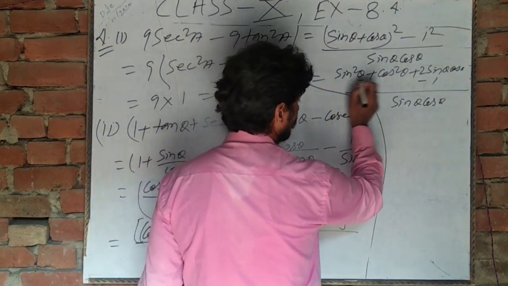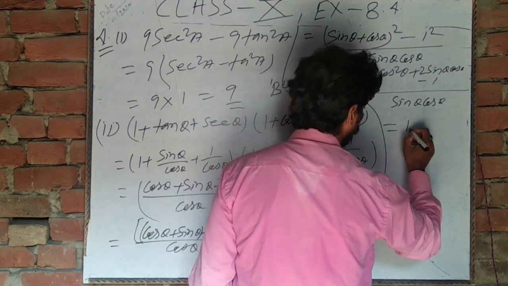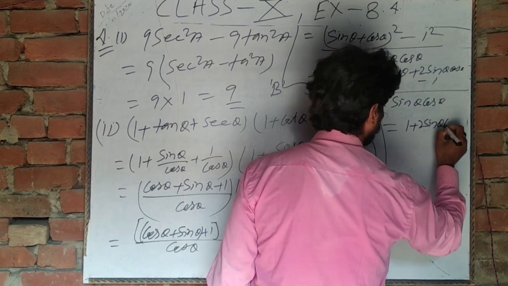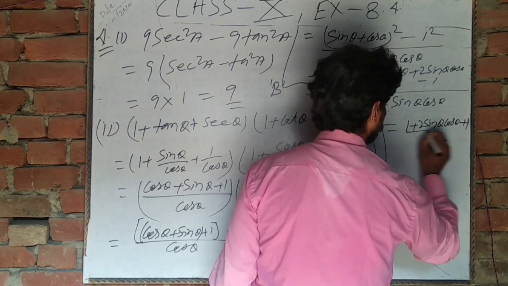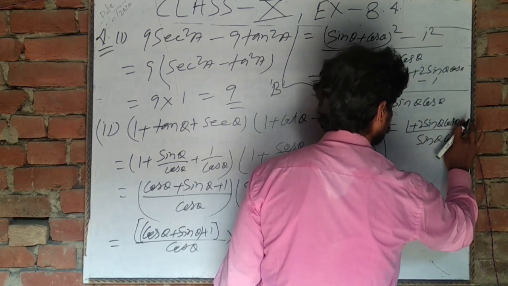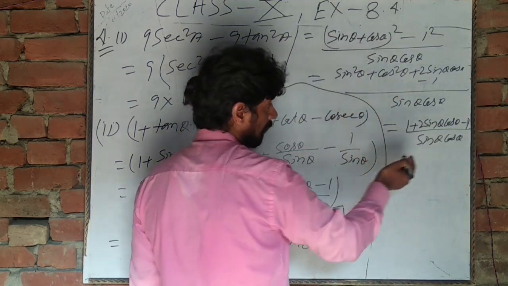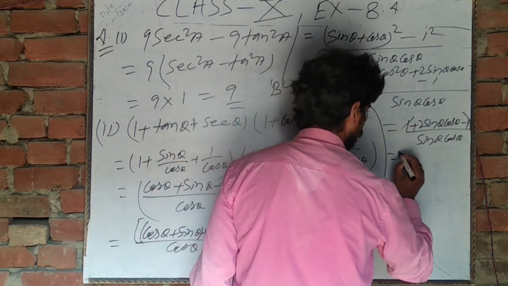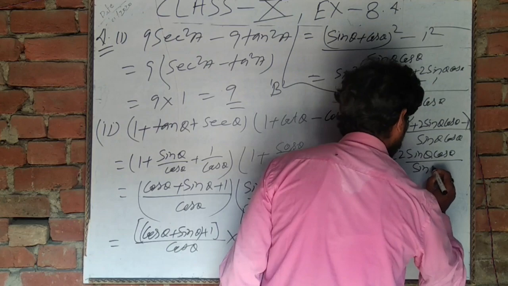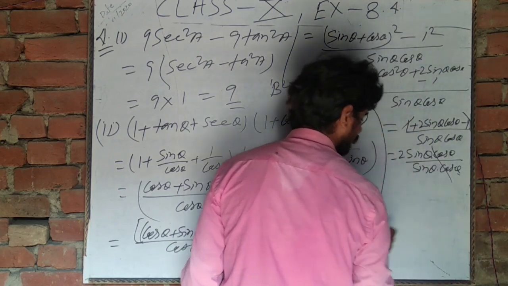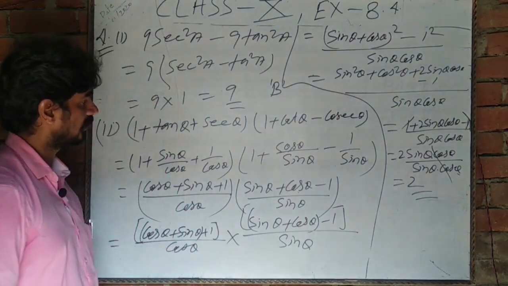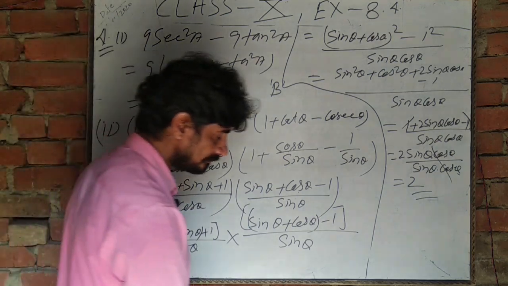Sin square theta plus cos square theta is equal to 1. So again we will write 1 plus 2 sin theta cos theta minus 1 by sin theta cos theta. Sorry, here minus 1. Minus 1 plus 1 cancel. 2 sin theta cos theta by sin theta cos theta. Sin theta cos theta cancel. Then our result will be 2. It's our answer. So option will be C.